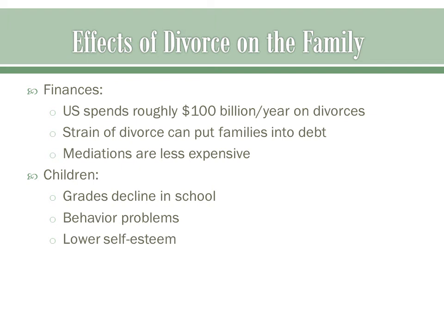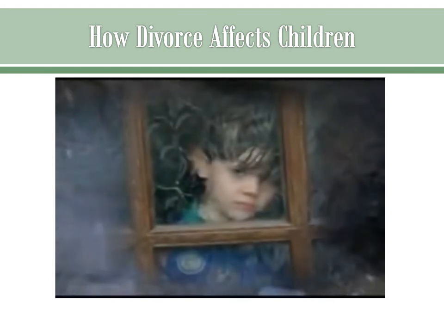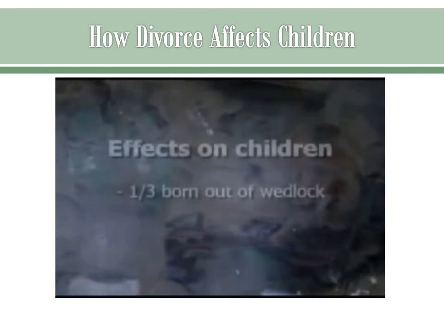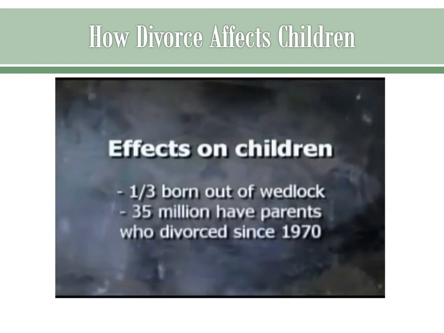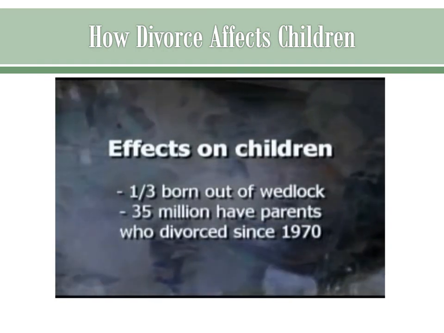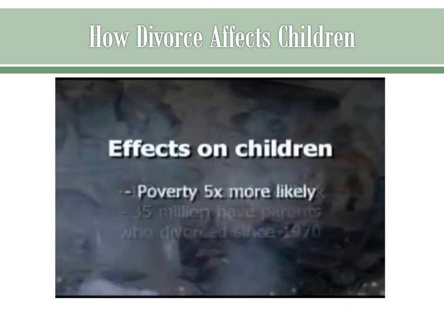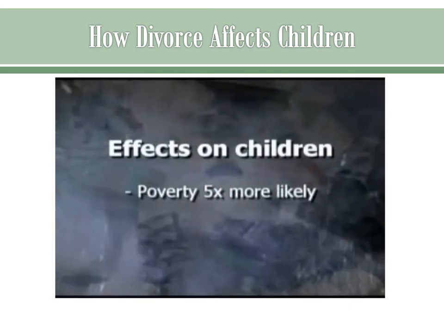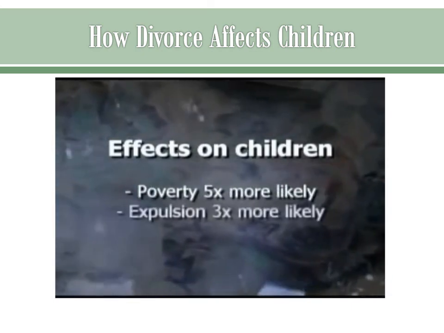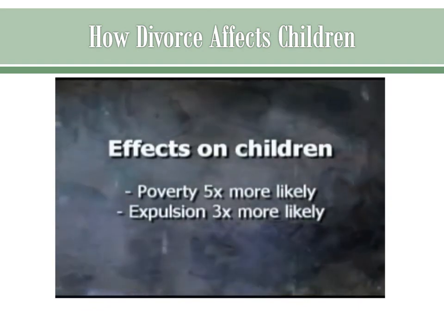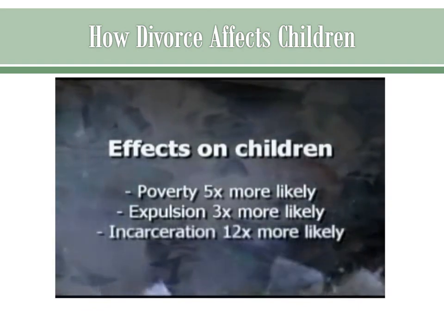First, their grades can decline in school and have a negative impact on their future academics. Also, they can develop behavior problems, and lower self-esteem is very common in children of divorce. Statistically, children are profoundly affected. One third of all children are born out of wedlock, and 35 million children have seen their parents divorce since 1970. They are 5 times more likely to live in poverty than those in intact homes, 3 times more apt to be expelled from school, and 12 times more likely to be jailed.